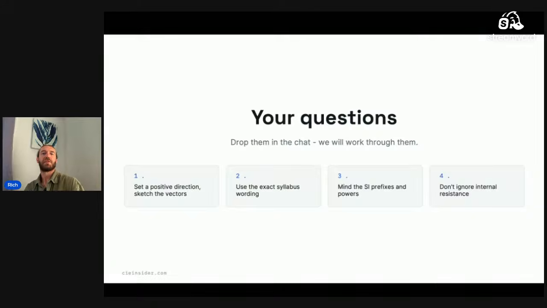All right, folks. So that is the 4 main technique traps I wanted to discuss with you today. If you have any questions you want to drop in the chat, I'm more than happy to go through a few.